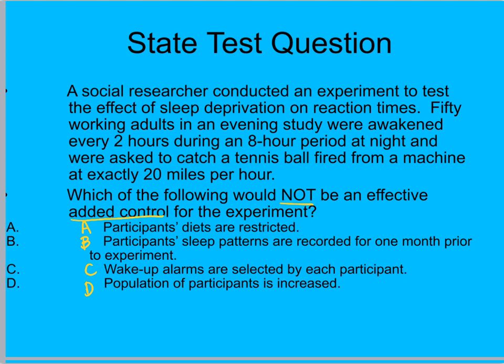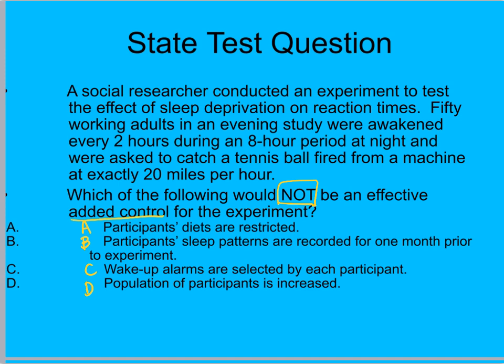Would we want to have participants' diets restricted? Participants' sleep patterns recorded for 1 month prior to the experiment? Would you want participants to select wake-up alarms? Or D, the population of participants is increased. So what would be not good here? What would be not good? So I'd like to go through and look at what is good.